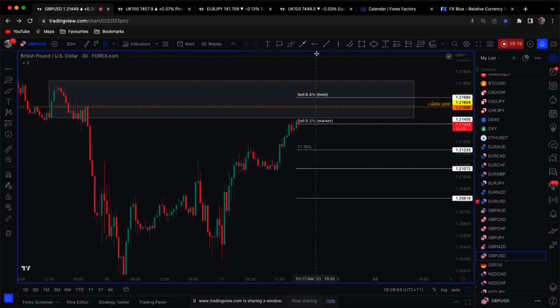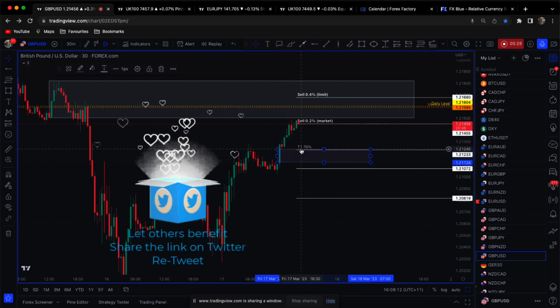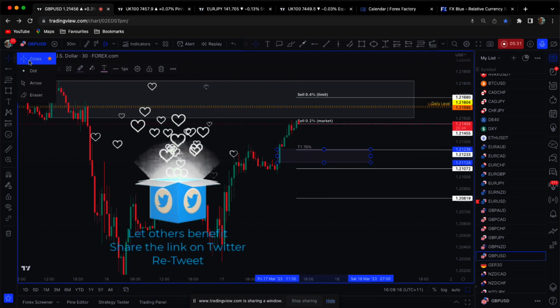Yeah, we do have this imbalance here that it could look to fill. Target 1 at the high of this imbalance. Yeah, well, it makes a lot of sense.